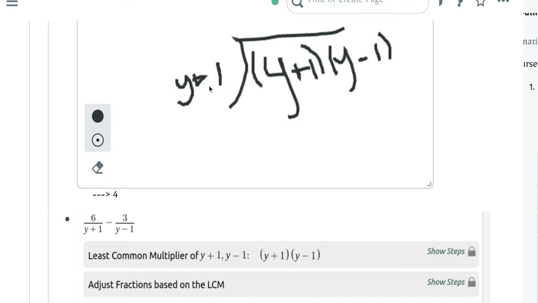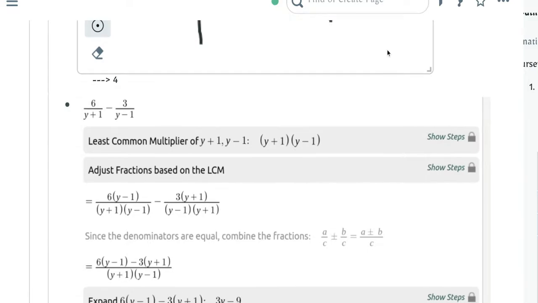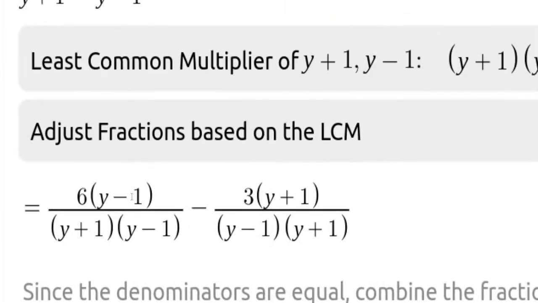How many times can I get y plus 1 into this expression? In other words, 1 time. Exactly. So what would you do? You'd say y plus 1 into y plus 1 goes 1 time. What do you have remaining? Cancel it. Right. So what do you have remaining? y minus 1, correct? Exactly. So here's the y minus 1 right here.